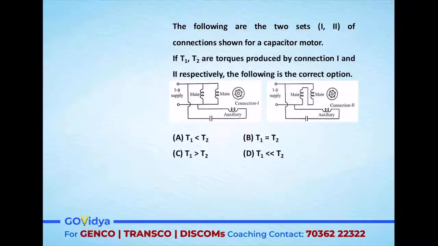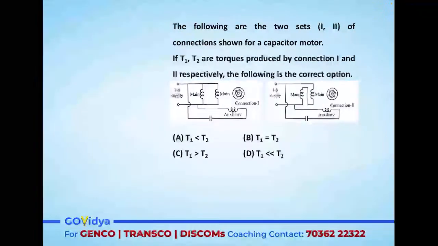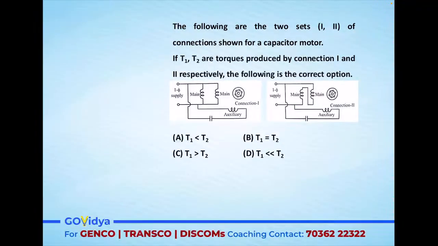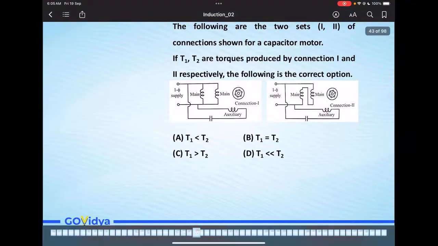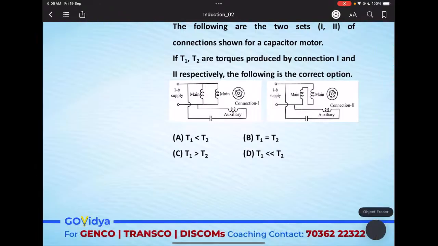We'll start the session. In the previous session, we discussed the capacitor motor. If one set is giving torque 1 and the other is giving torque 2, we need to compare which torque is more and which torque is lesser. Let's see the circuit connection 1. This is connection 1, and this is 2.